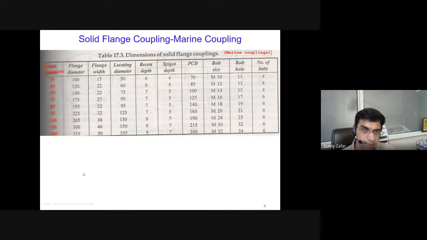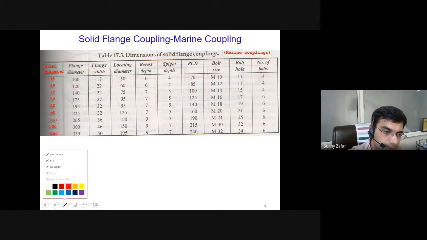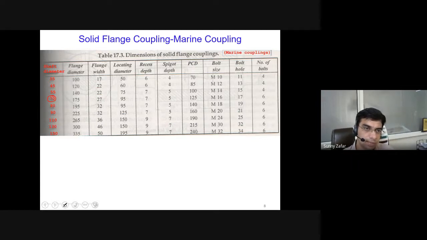So I'll just give you an example of how to read this table. Generally the question is framed to draw a solid flange coupling for a given shaft diameter. For example, the shaft diameter is given as 70 millimeters. So what you have to do is first refer to this table. Here for 70, all other parameters are specified. For example, flange diameter, flange width, then locating diameter, recess depth, spigot depth, and so on. The pitch circle diameter is also given. What size of bolt has to be used, what will be the bolt hole diameter, and the number of bolts.